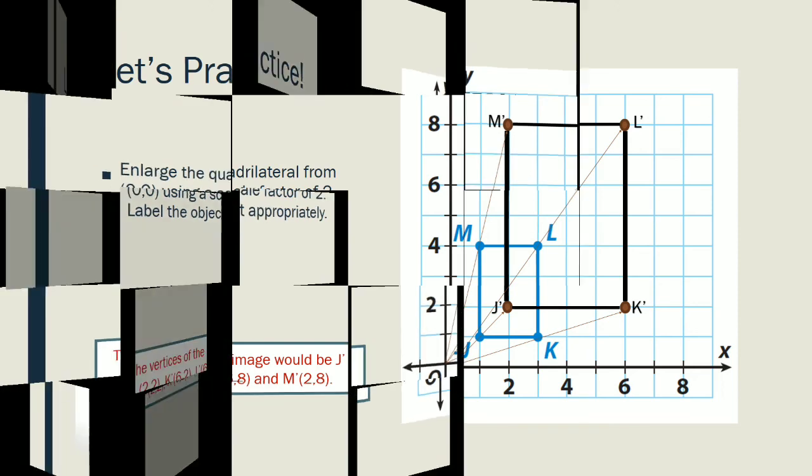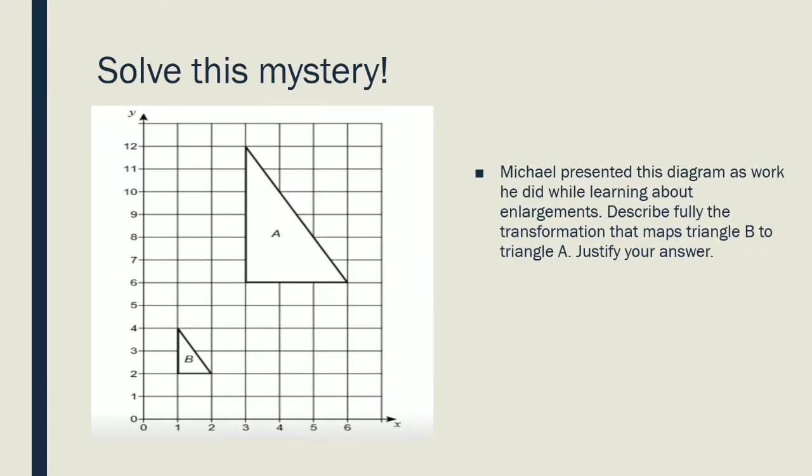Now that you've found all the clues and have gotten some practice, it's time to solve this mystery. Michael presented this diagram as work he did while learning about enlargements. Describe fully the transformation that maps triangle B to triangle A. Justify your answer. I will now pause to give you some time to answer this final question.